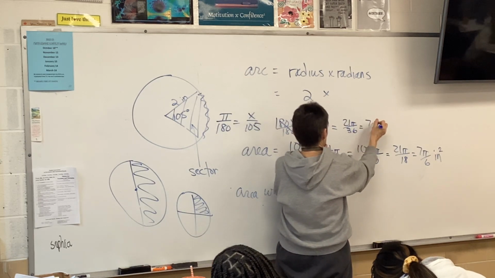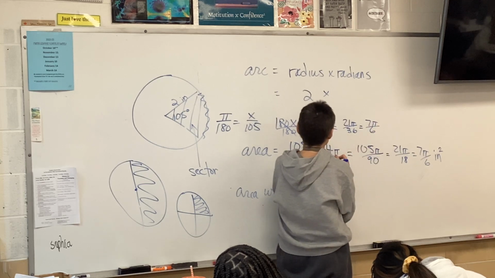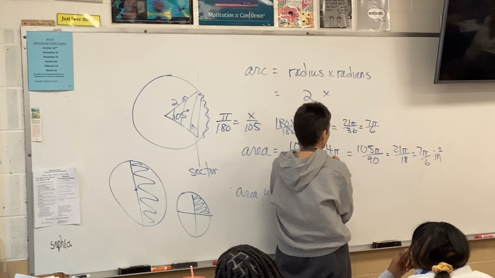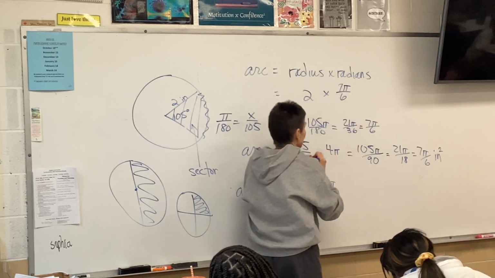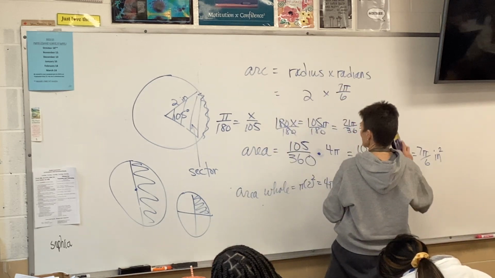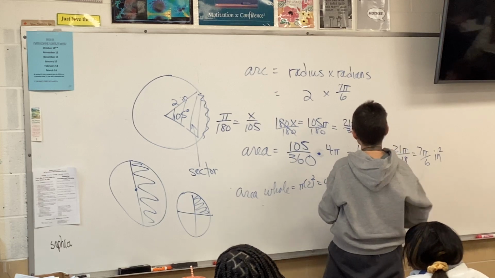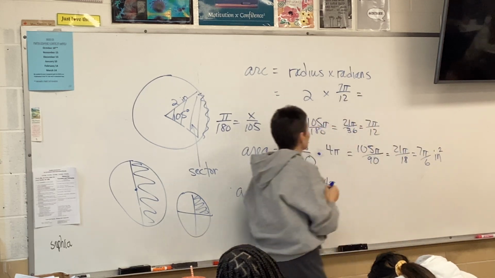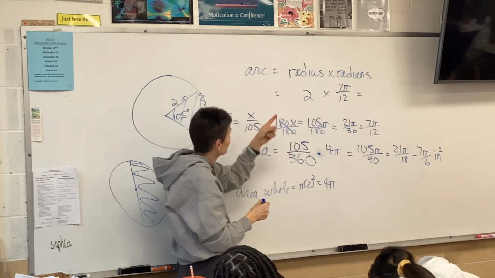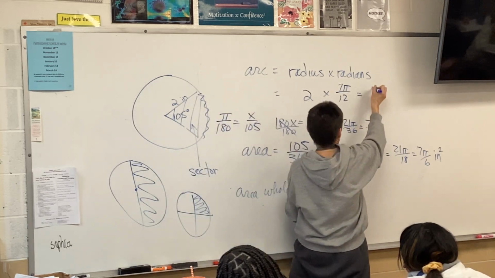Did you get 7 pi over 6? That is craziness. That's not right. It's not 7 pi over 6. 12? 12, that's what it is. Thank you. Oh my gosh, but the arc length is going to work out to be 7 pi over 6.